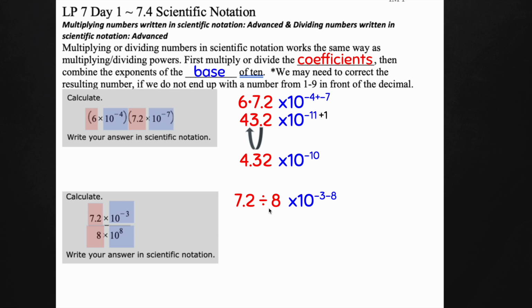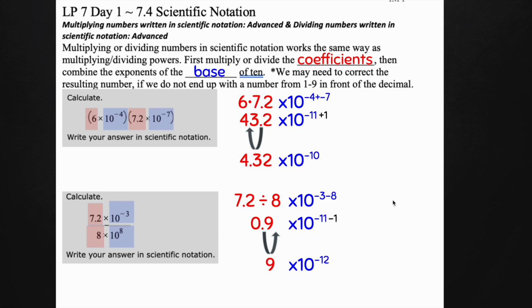Okay, so now we're going to divide. And we get 0.9. We're going to have some correction to do on that one because I can't have a 0 here. It has to be a number between 1 and 9. And now we can deal with our exponents here. So negative 3 minus 8. I had negative 3, I'm going 8 more negative. So again, we end up on negative 11. But I do have to correct this decimal. So I need to move it back so that I have one number here, that 9. And because I'm moving it from the left, I'm going to subtract 1. Okay, so I have 9 times 10 to the negative 12th power.